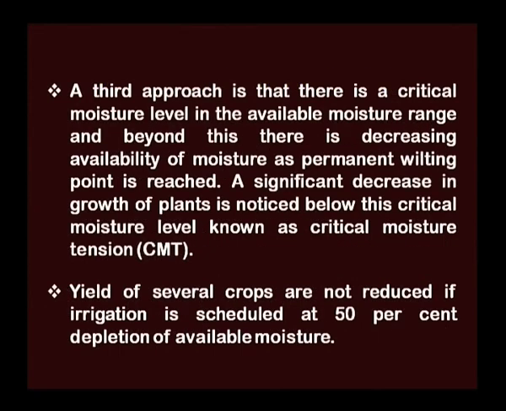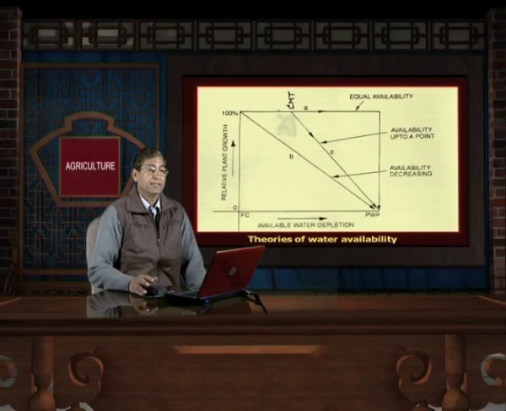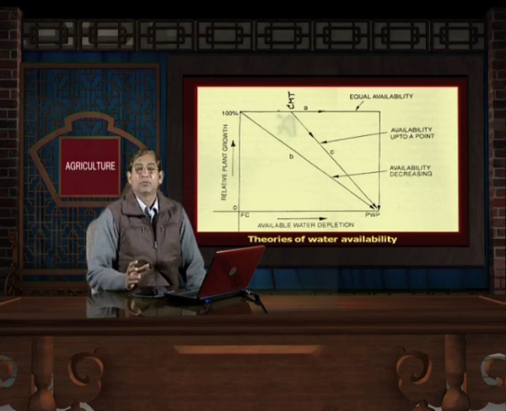The third approach is that there is a critical moisture level in the available moisture range, and beyond this there is decreasing availability of moisture as permanent wilting point is reached. A significant decrease in growth of plants is noticed below this critical moisture level, known as critical moisture tension. Yields of several crops are not reduced if irrigation is scheduled at 50% depletion of available soil moisture. This concept of availability of water to plants has been shown in this figure.